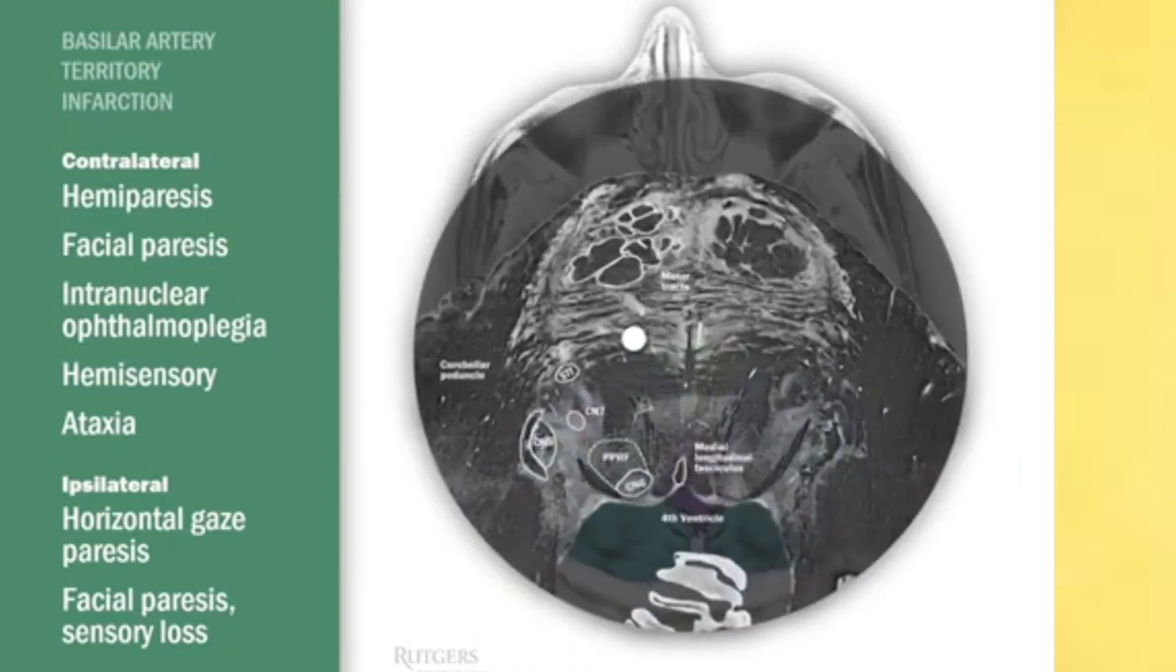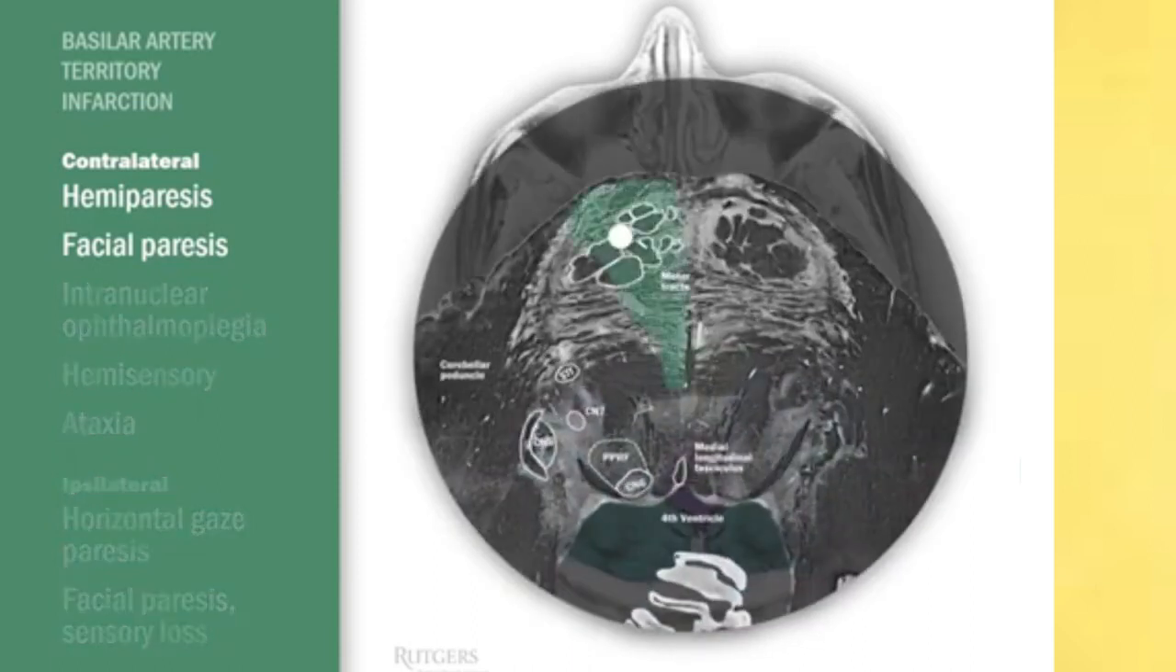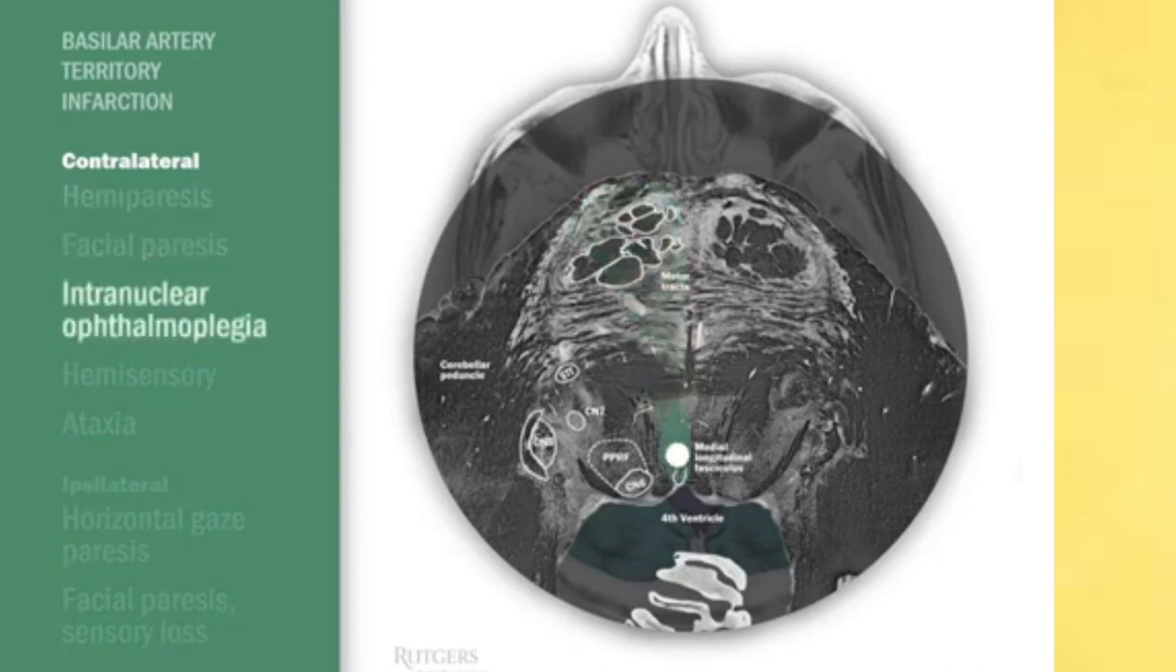Damaging the anterior medial pons causes contralateral hemiparesis and facial paresis, internuclear ophthalmoplegia, caused by interrupting the medial longitudinal fasciculus, the connection between pontine paramedian reticular formation, horizontal gaze center, and the oculomotor nucleus in the midbrain. Spinothalamic tract damage causes contralateral hemisensory loss.